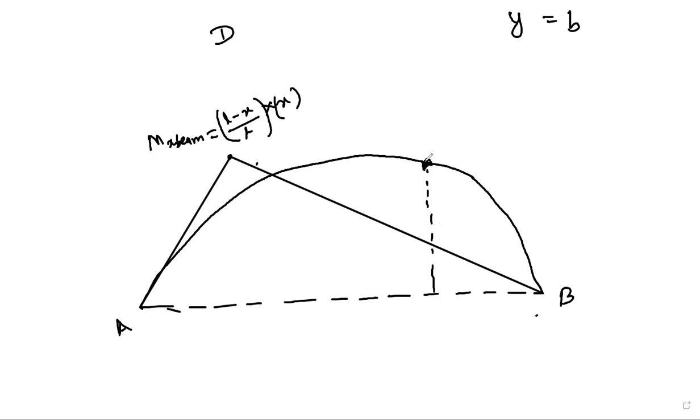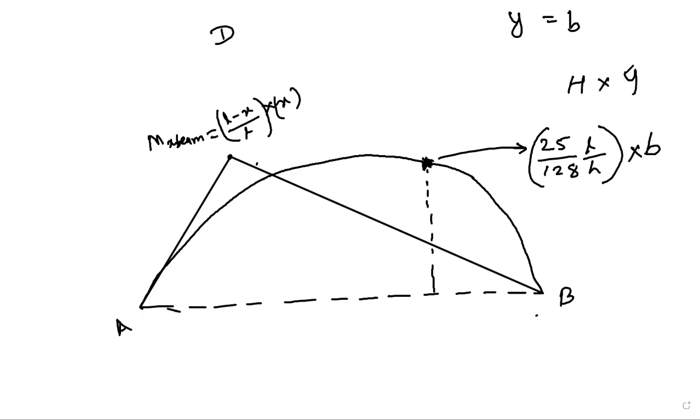So this ordinate is nothing but 25 divided by 128 L by H. That is the value of capital H. Is it correct? Yes or no? Yes, sir. Correct. H into Y. H value is 25 by 128 into L by H into Y is nothing but B. And this is your Mx of beam, L minus x by L into x.